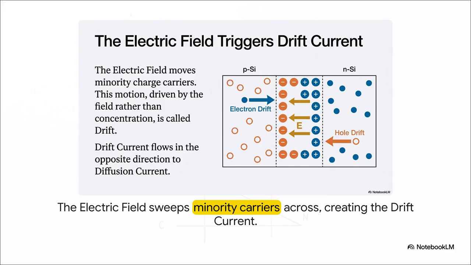So remember how we talked about majority and minority carriers? Well, even though the N side has tons of electrons, it still has a few stray holes. And the P side has a few stray electrons. This new electric field is perfectly set up to grab these minority carriers and just sweep them across the junction. This movement, driven by the field itself, is called drift. And as you can see, this drift current flows in the exact opposite direction of the diffusion current.